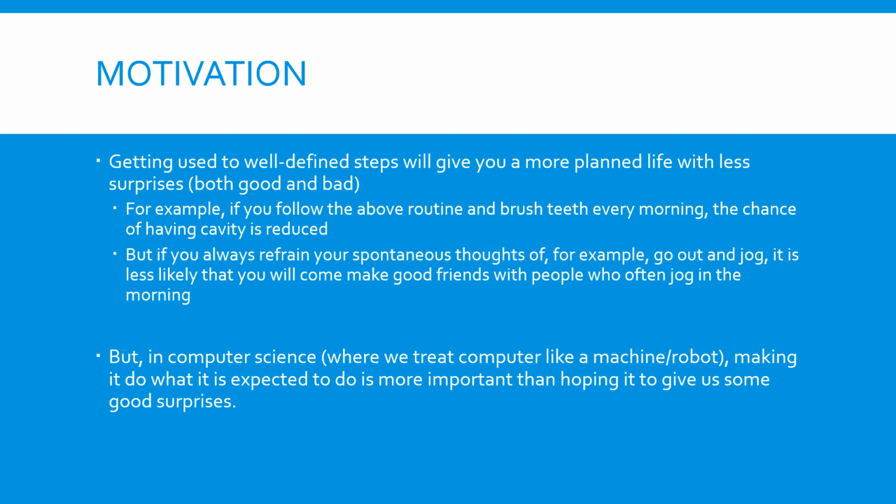As the steps in an algorithm are well defined, it will give us more expected outcomes rather than unexpected surprises. For example, if we follow the routine and brush our teeth every morning, we can eliminate the bad surprise of having a cavity. On the other hand, since there's no morning jogging involved in the algorithm, the good surprise of making some good friends with people who often jog in the morning is also unlikely to happen. So, it doesn't matter whether it's a good surprise or bad surprise, algorithms can prevent them from happening.